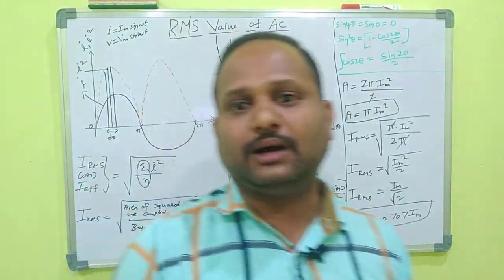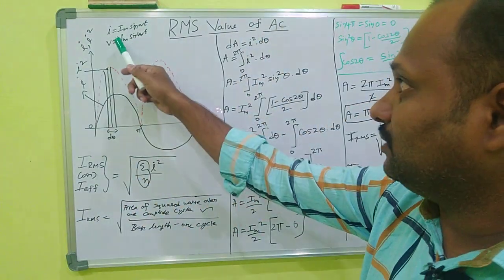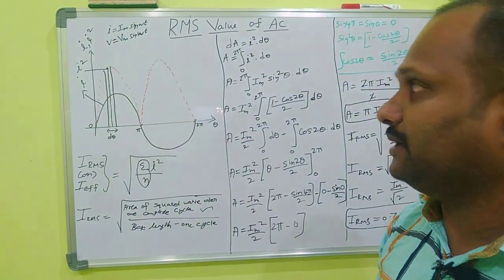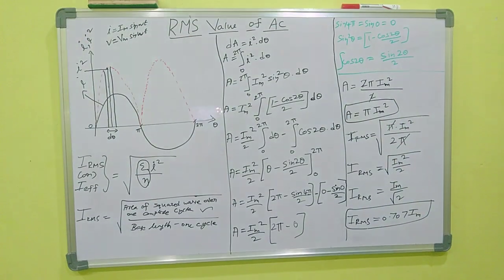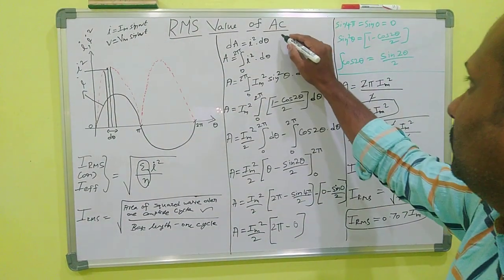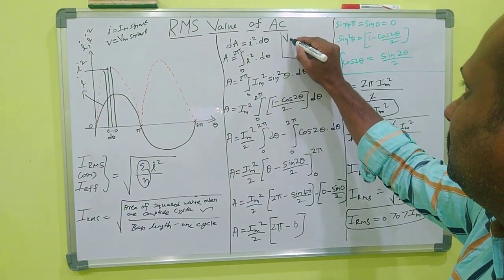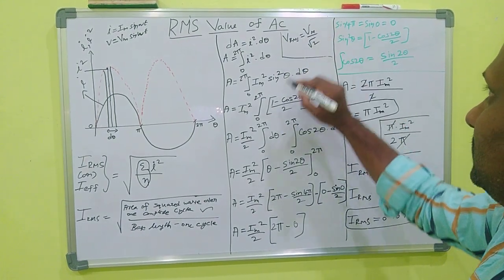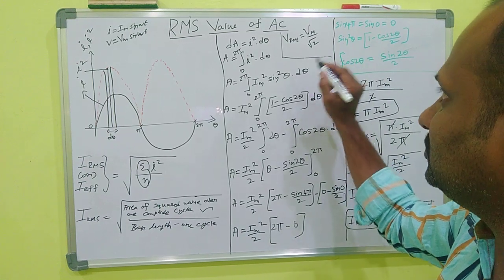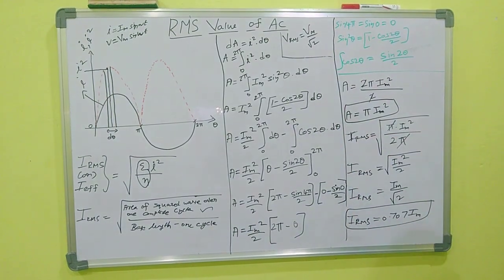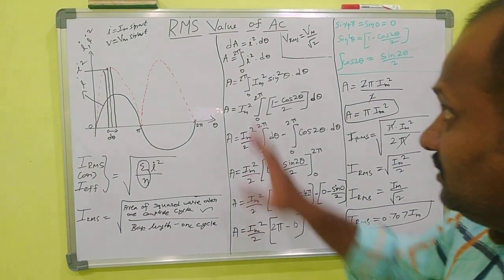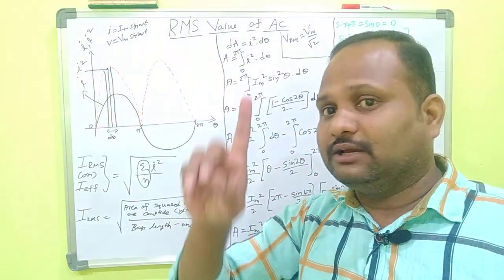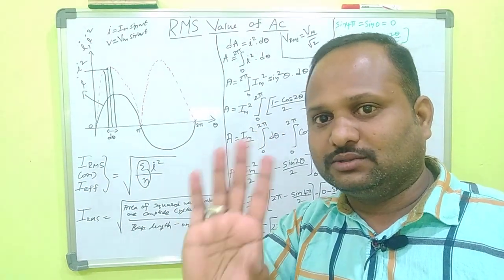Then VRMS equal to what? Here I equal to Im sin omega t, V equal to Vm sin omega t. Likewise, here IRMS is equal to Im by root 2. So VRMS is equal to what? Vm by root 2. That is, VRMS is equal to 0.707 Vm. So the RMS value is nothing but this; I gave one example. I hope you understood this.